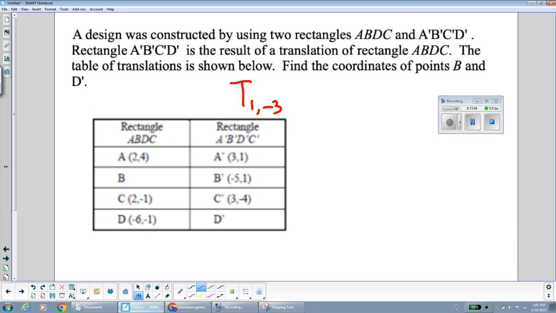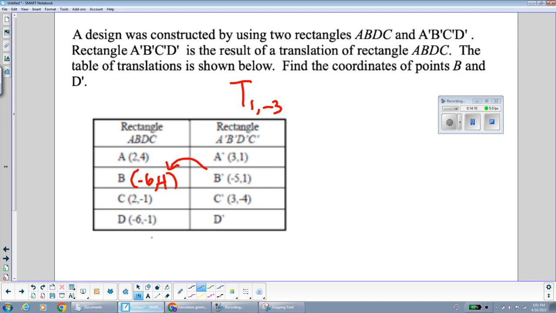So to get from B prime to B, we just need to do the reverse. Instead of adding 1, I'm going to subtract 1. So that would be -6, because you're getting smaller than -5. And instead of subtracting 3, I'm going to add 3, so that would be 4.